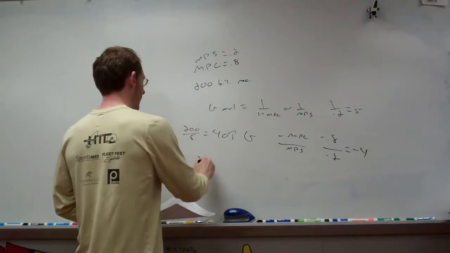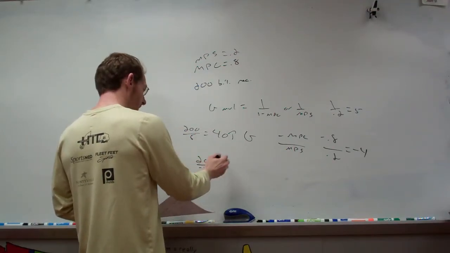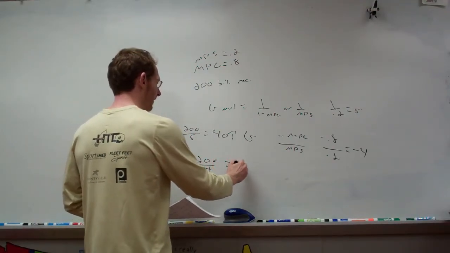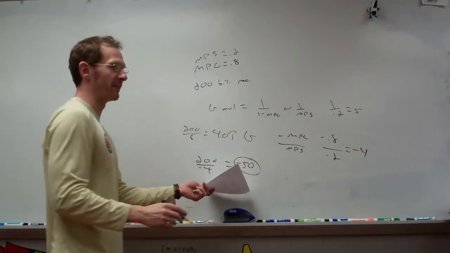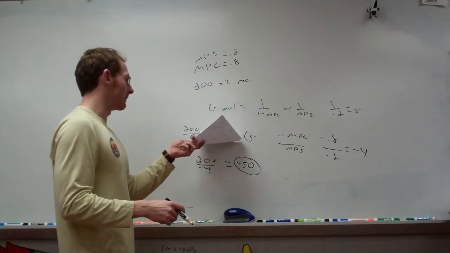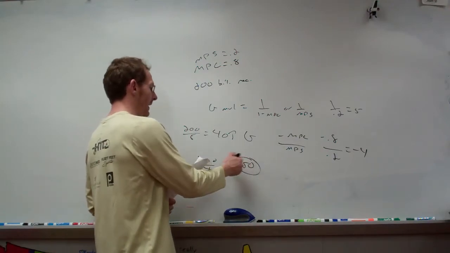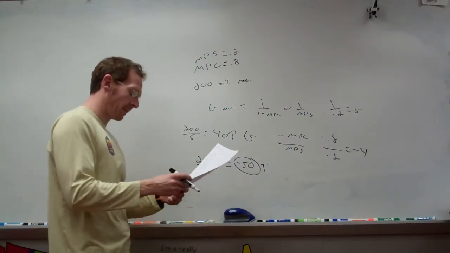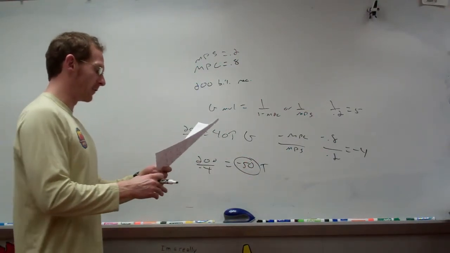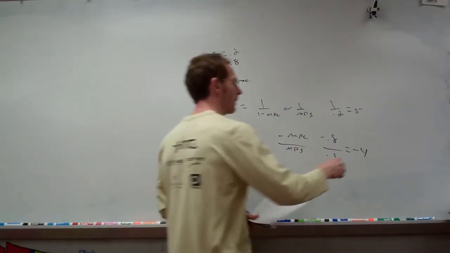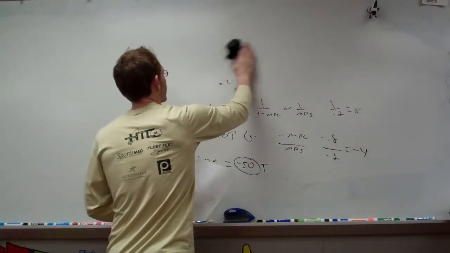You divide 200 by 4, right? And that equals negative 50, which means you have to cut taxes by $50 billion. So increase government spending by 40 and decrease taxes by 50. That's our first real fiscal policy multiplier. So that's how you do that one.